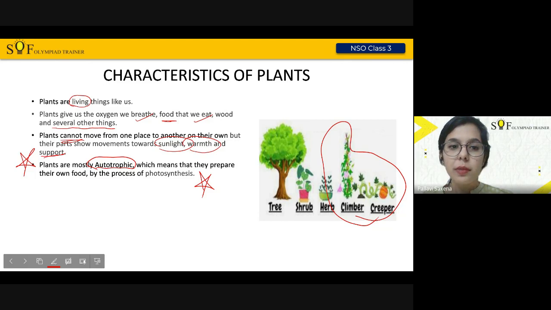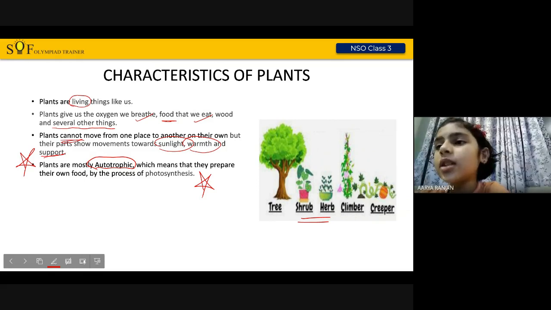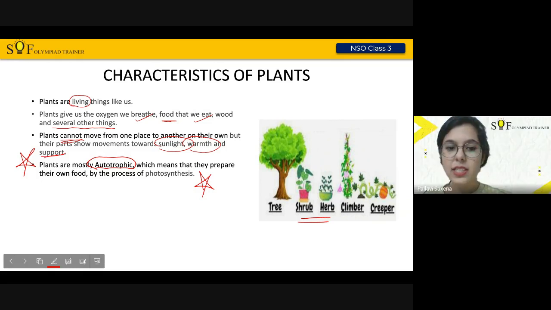Yes. Now, children, before we move on, in this picture, you can also see something called herbs and shrubs. Do you know what is the difference between the two? Herbs and shrubs. Yes, Arya? Shrubs have woody stems and herbs have normal stems. Very good. That is correct. Shrubs do have slightly woody stems, not as woody as a tree, but they do have more woody stems when compared to herbs. Herbs have very, very soft stems, right?